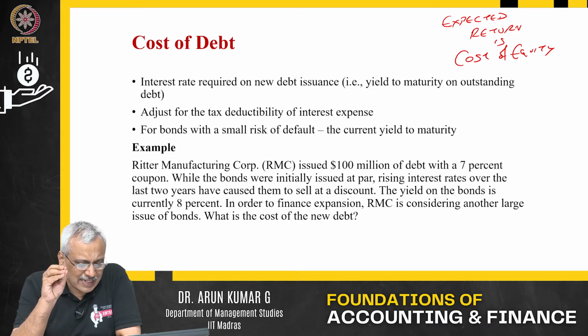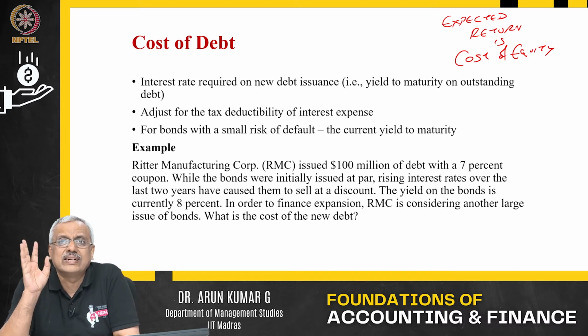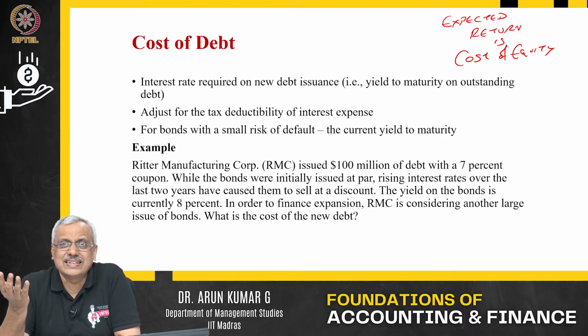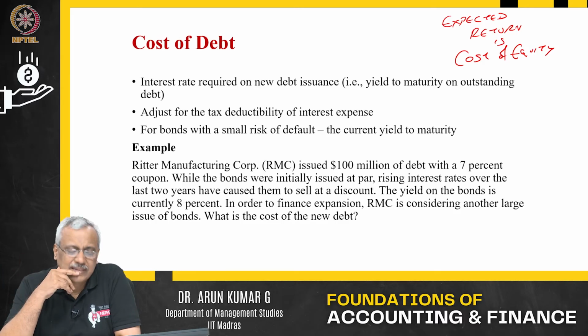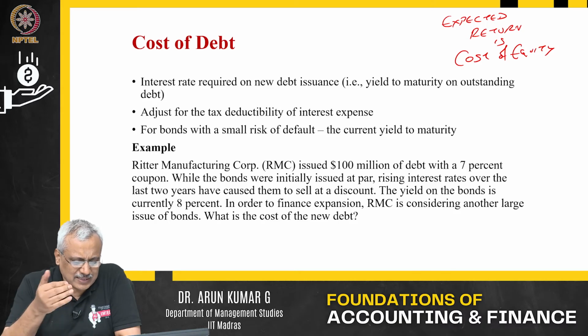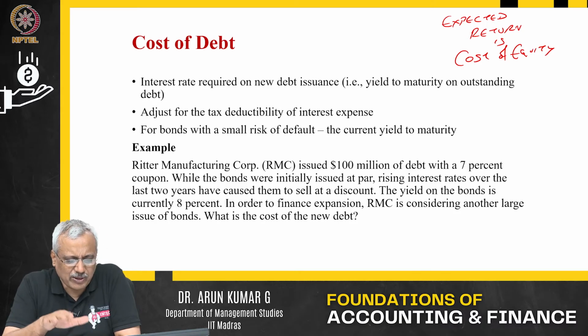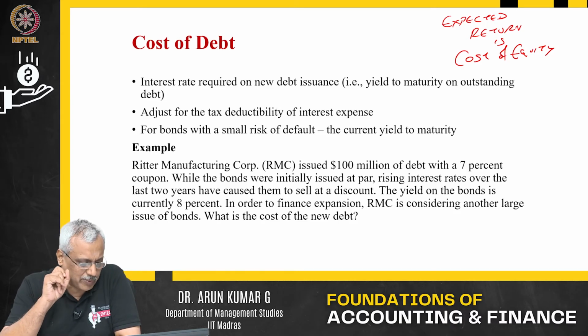And we always adjust for the taxes, that is, adjust for tax deductibility of interest expenditure, because debt interest has a tax shield, as I have indicated in one of the earlier cases. Debt interest is always pre-tax, so it will always have a tax shield. I have got a small example here. For bonds, I said there is small risk of default, and we will talk about the default part in a couple of minutes from now.